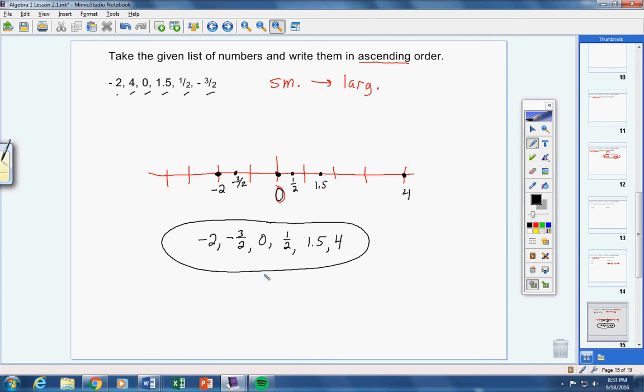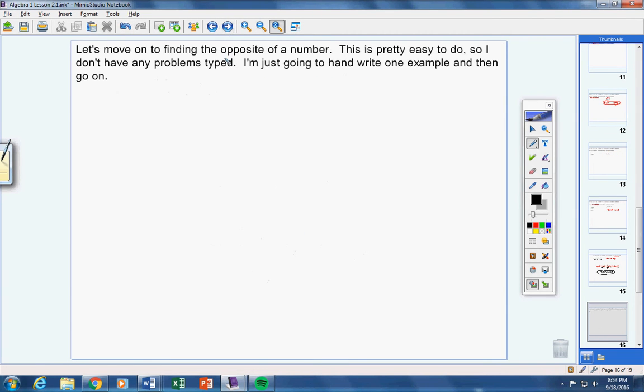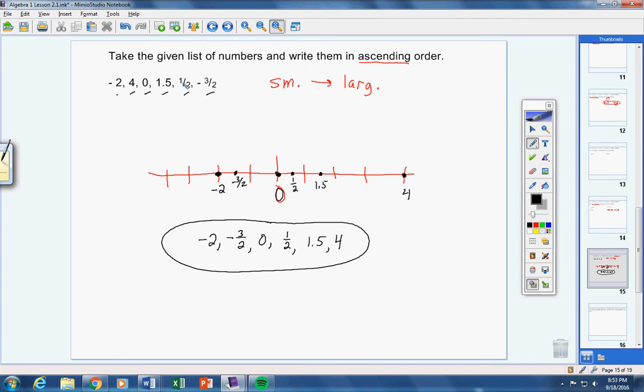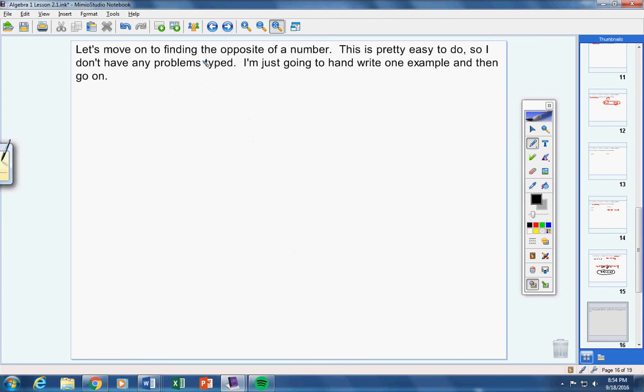Alright, let's continue on. Now let's move on to doing something different. Let's back up. So what we've been doing here for the past 5-7 minutes is learning how to compare numbers, see which one's larger, which one's smaller. And one of the easiest ways to do that is to use a number line. Okay? Now let's move on to finding the opposite of a number. This is pretty easy to do. In fact, it's so easy to do. I don't have any problems typed out for you.